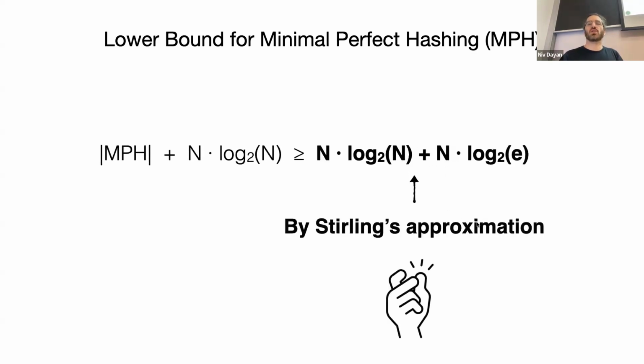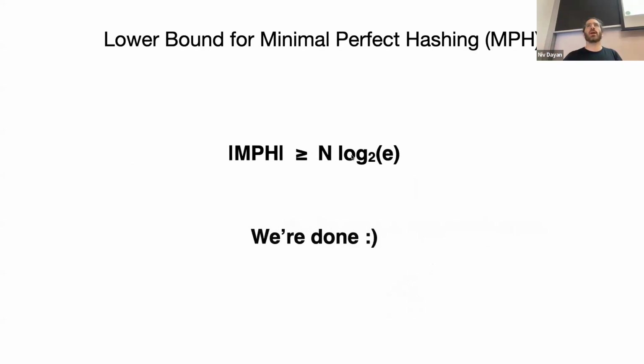We're going to simplify that using Stirling's approximation. And we're going to remove this n log n from both sides, and now we're done. Okay, I see a shocked expression. So this is the amount of space that we need. This is the lower bound. And this log of e base 2, I didn't have that on the slide, but in practice, it's just 1.44 bits. So you can't do any better than 1.44 bits per key to establish a minimal perfect hash function.